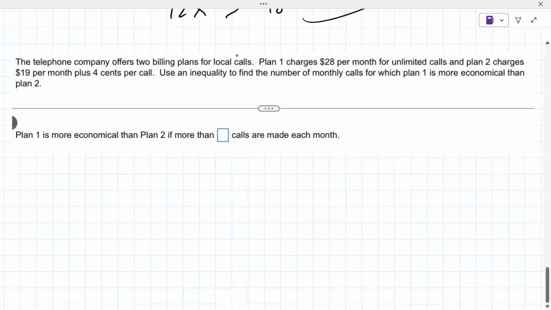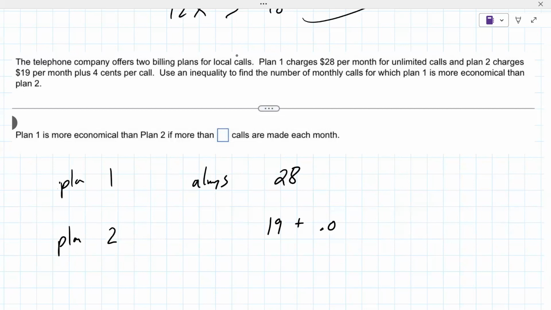So the idea here is you have to write something for plan one. Like, what is plan one? Well, plan one is always $28, no matter what. Plan two is 19 plus 0.04, and I'm going to use x because I don't know what variable they're using, but x is a good choice here.